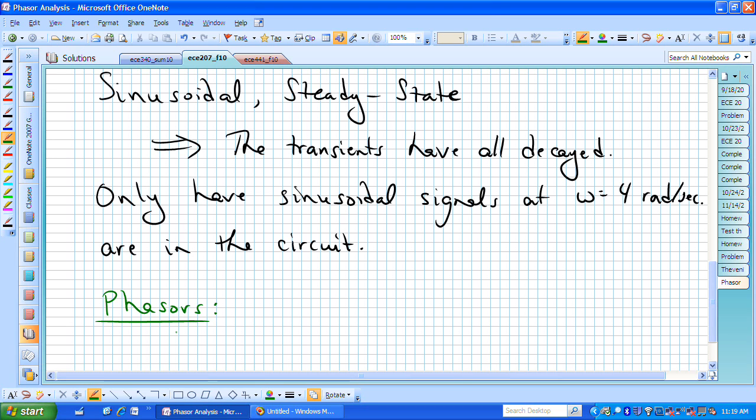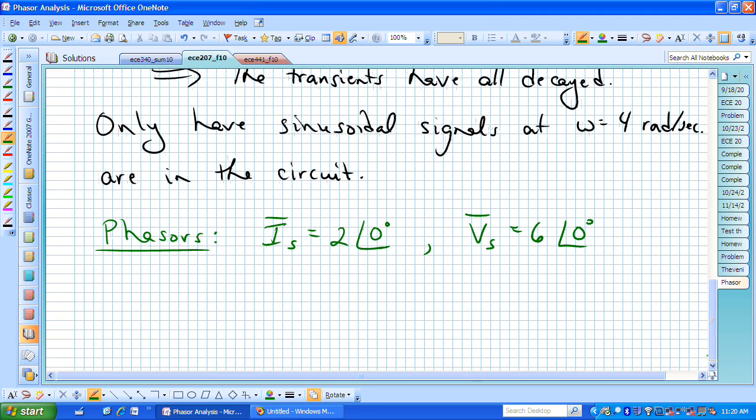For the phasors, we have our two sources. We have our current source, which was little i sub s of t. That had a magnitude of 2, and it had an angle of 0 degrees. There was no offset in the argument. It was just 4t. Our voltage likewise did not have an angular offset, and it had an amplitude of 6. So there are our magnitude and phase, or magnitude and angle, for our sources.